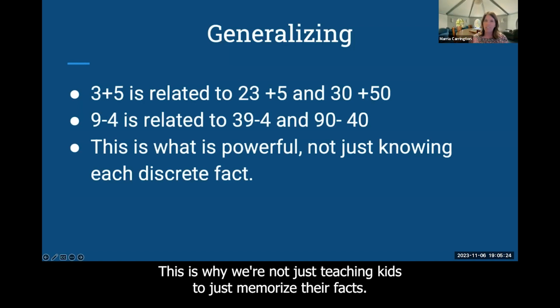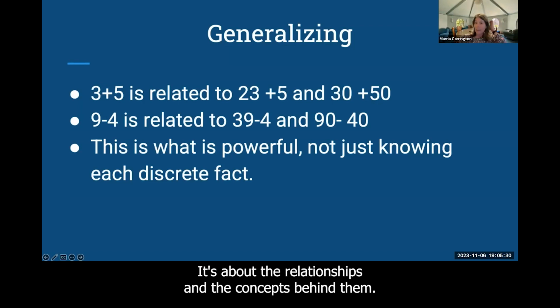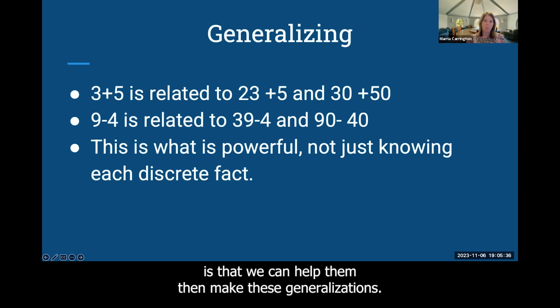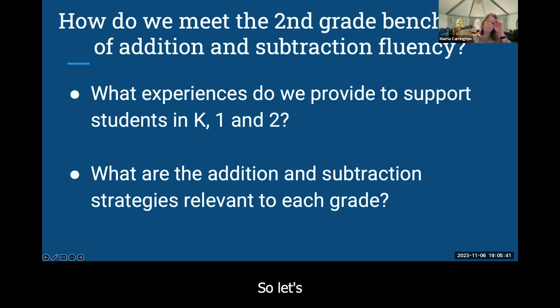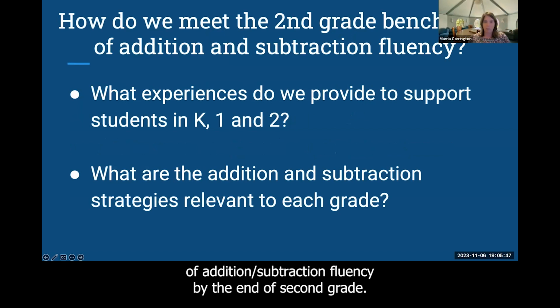This is why we're not just teaching kids to memorize their facts. It's not about just memorizing the facts. It's about the relationships and the concepts behind them. And this is what's so powerful, is that we can help them then make these generalizations. So let's think about how we're going to meet this benchmark of addition, subtraction, fluency by the end of second grade.